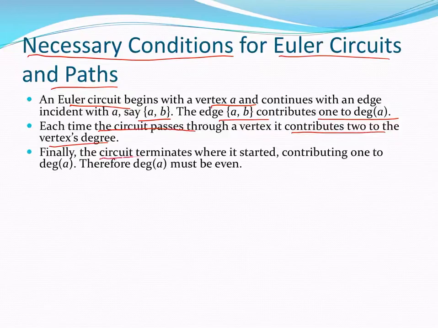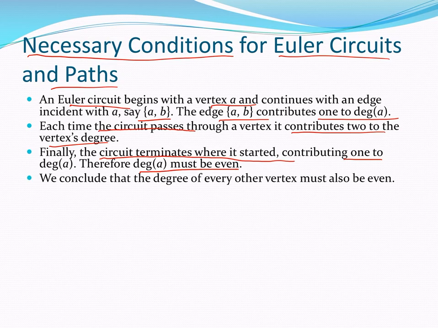And then, of course, the circuit terminates where it started, contributing 1 to the degree of A. So I had the starting edge and the ending edge contributing a degree to A. You might have passed through it once or twice. Each of those would contribute 2. So the point is that the degree of A must be even. And indeed, the degree of every vertex must also be even because we entered each one and exited each one that had edges touching it.